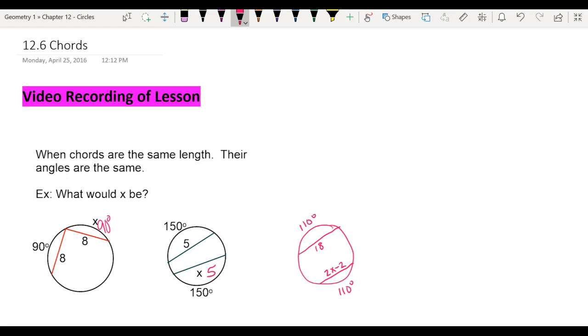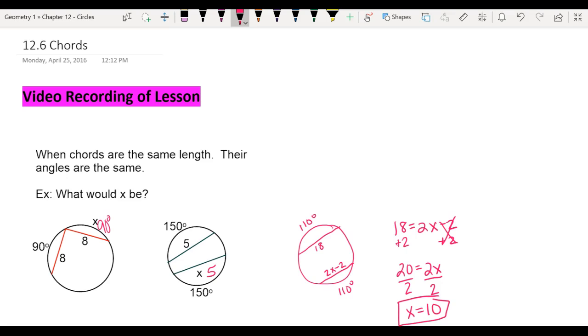What do you need to do? Set them equal. So 18 equals 2x minus 2. So what would you do first? To each side, what would you do? Plus 2, right? Because it is subtract 2. So you'd add 2, so those cancel. So you get 20 equals 2x. And then you would divide by 2 to get x is 10. Okay?